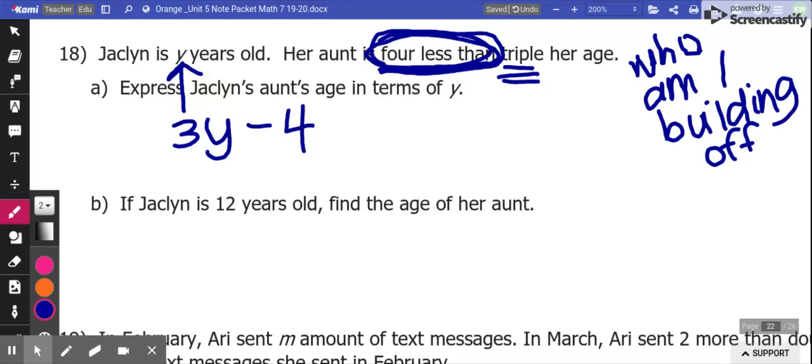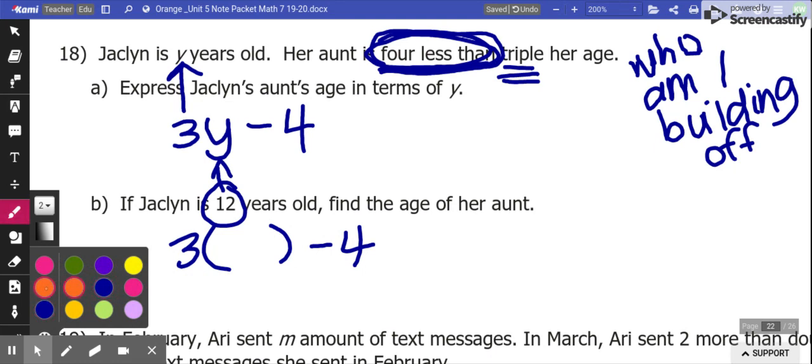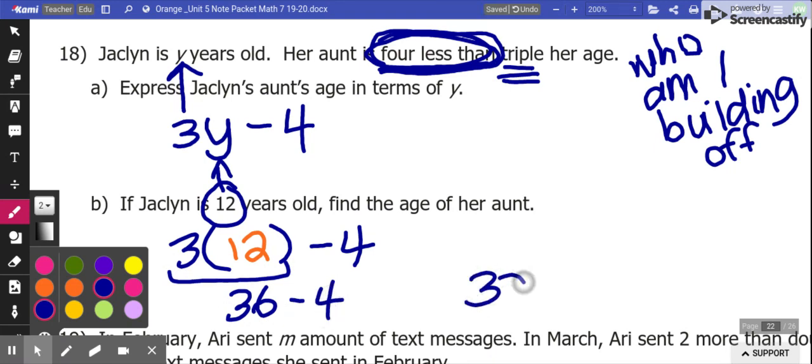Good. If Jacqueline is 12 years old, find the age of her aunt. That just means that instead of Y, you're going to plug in 12. So let's solve for how old Jacqueline's aunt is. So 3 times 12 is 36. And then when we do 36 minus 4, we get Jacqueline's aunt's age. Her aunt is 32.